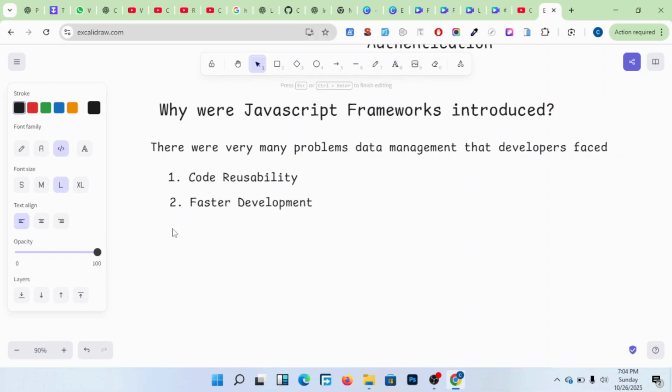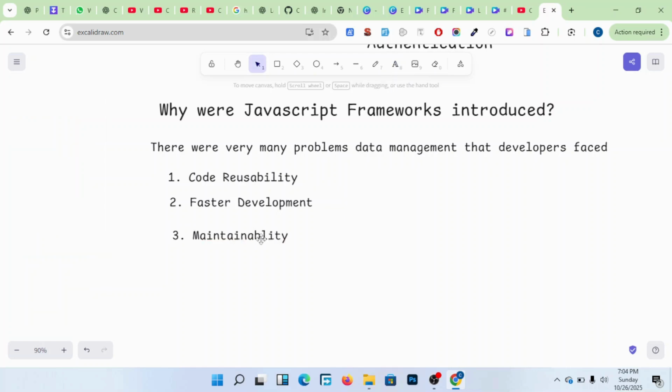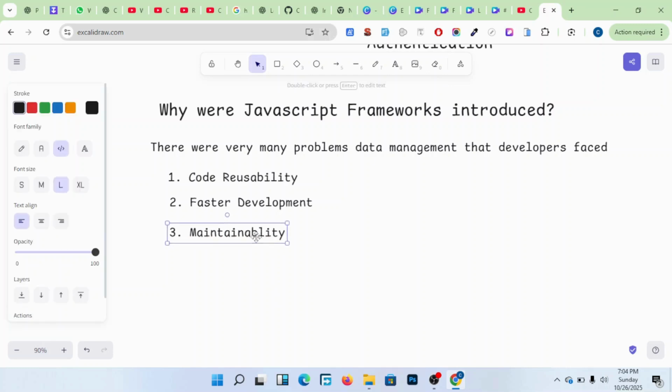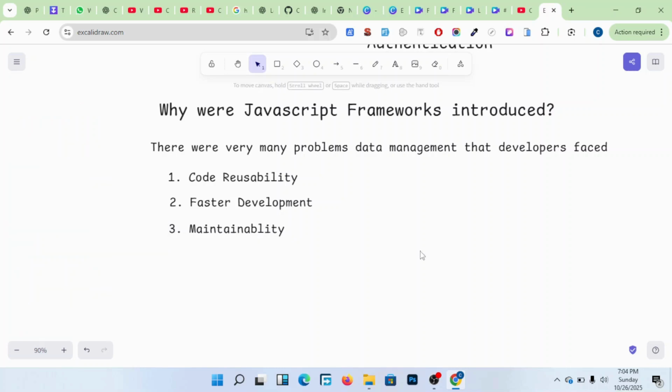Then another reason is maintainability. There was a need to find a better and suitable way to maintain our code. There was a very high need to look for a way to maintain our code. This led us to using frameworks.